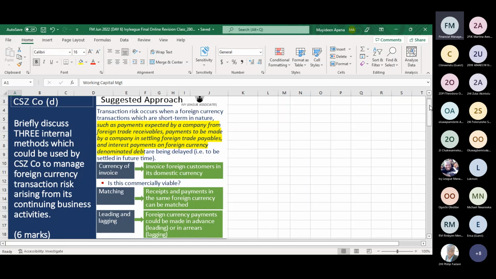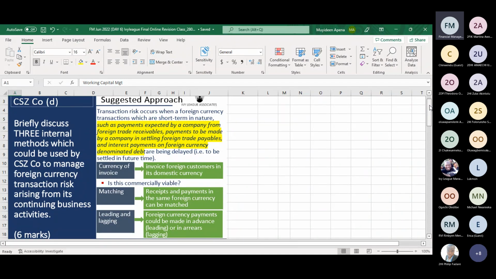So, and they probably would issue the invoice in the customer's currency. So in that case, it is likely that this will not be commercially viable. So in a situation like that, what other options will CSE code adopt? So it could do matching.